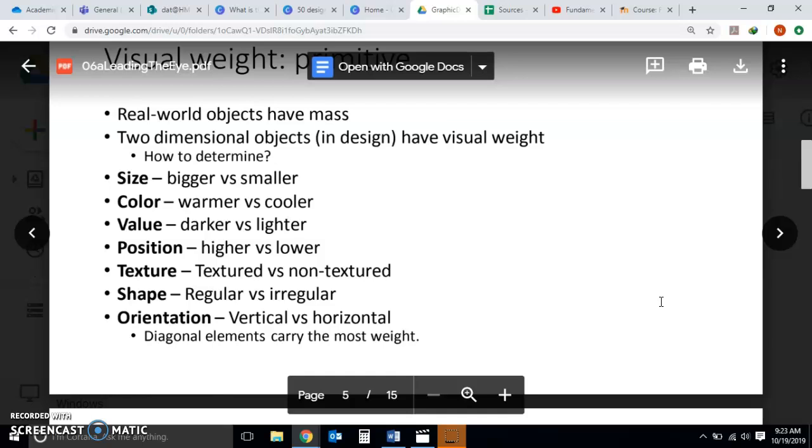And last but not least is vertical versus horizontal. Our eyes are more attracted towards vertical lines rather than horizontal, and diagonal elements apparently carry the most weight, right? So we are attracted to diagonal elements first, before vertical and then horizontal.